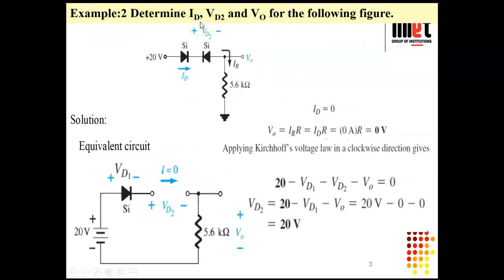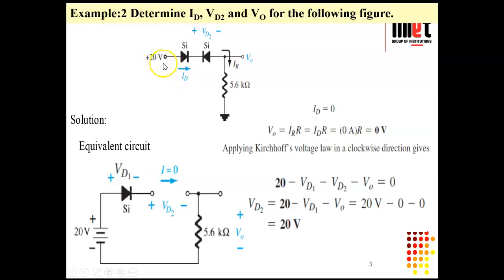Determine the current ID in this circuit, VD2, which means the voltage across the second diode, and V0, for the following figure. V0 means that here at the right side we have to calculate these three parameters. So what we have to do is assume first. What will ID be? Let's see.